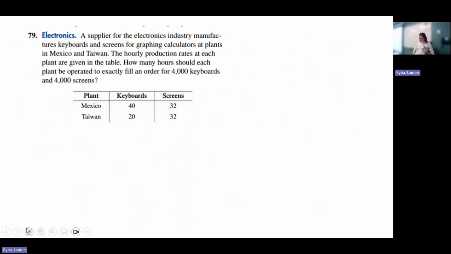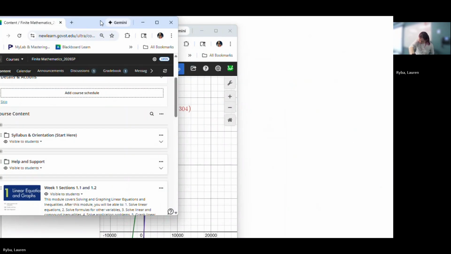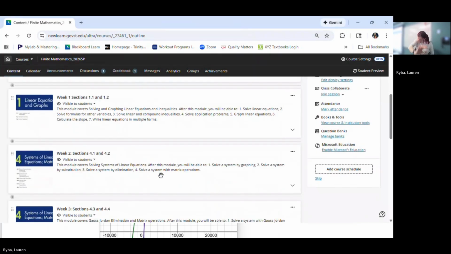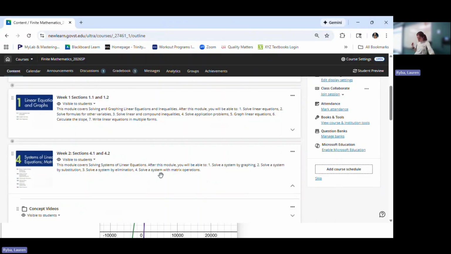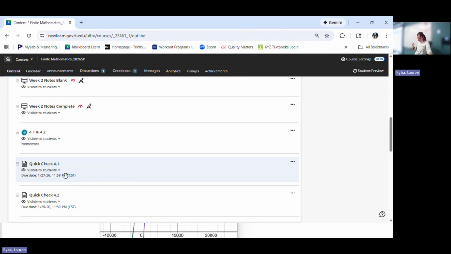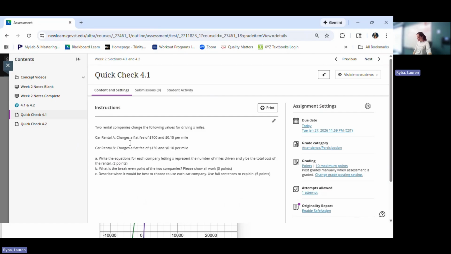So you guys have your first quick check, and that is this problem. Let me show you where it is so that you know what to do when you're done here. We are in week 2, so it's going to be in the week 2 folder. All I have to do is go down here and you'll see quick check for 4.1. Once you open it, you click see directions or instructions first, and then it pops this up.